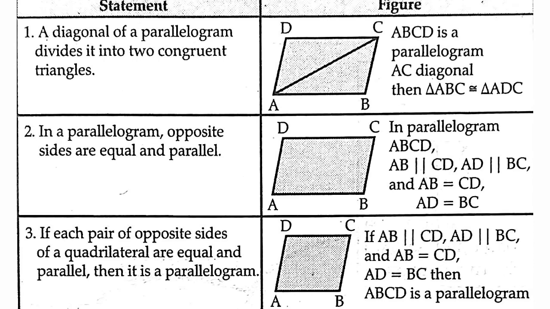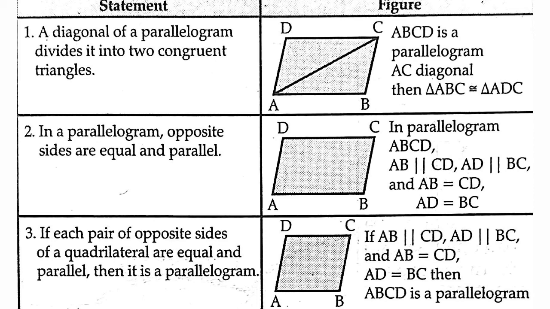Okay students, let us see some mathematical presentation of statements of quadrilateral. First, a diagonal of a parallelogram divides it into two congruent triangles. So here in the figure you can see that ABCD is a parallelogram, AC is a diagonal. It means we can prove that triangle ABC is congruent to triangle ADC. Second statement, in a parallelogram, opposite sides are equal and parallel.